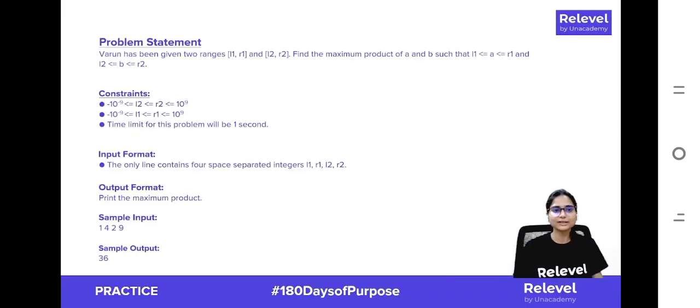So the problem statement is: Varun has been given two ranges, L1 and R1, and the second range is L2 and R2. You have to find out the maximum product of A and B such that A lies between range 1, including both of the limits, and B lies between the second range, including both of the limits. Now I'll take you through Scribble and I'll be explaining it to you, and then we will be moving towards its implementation.